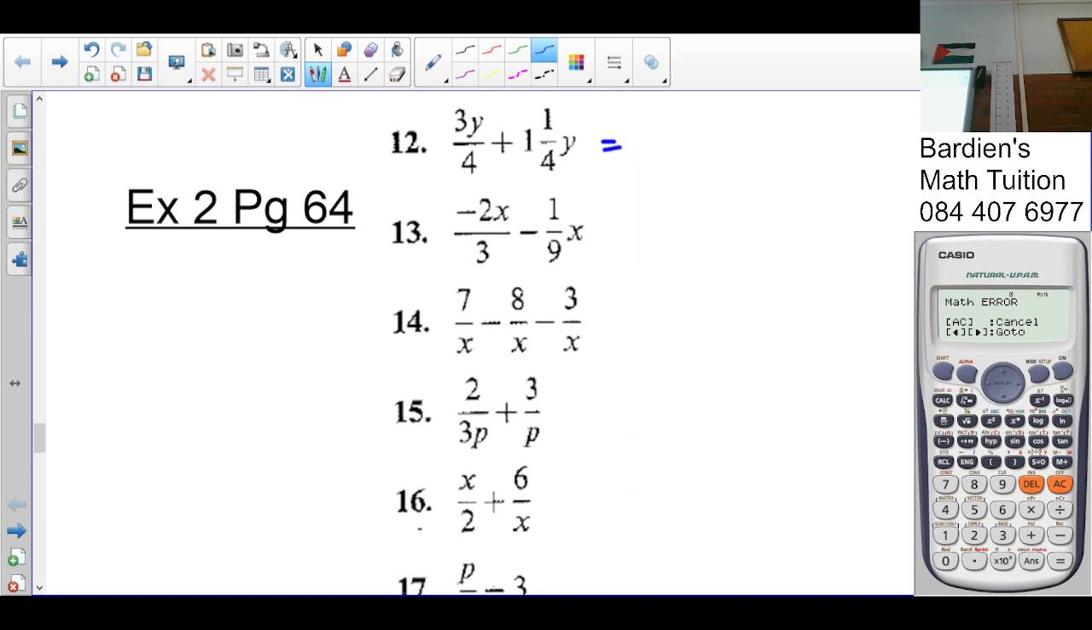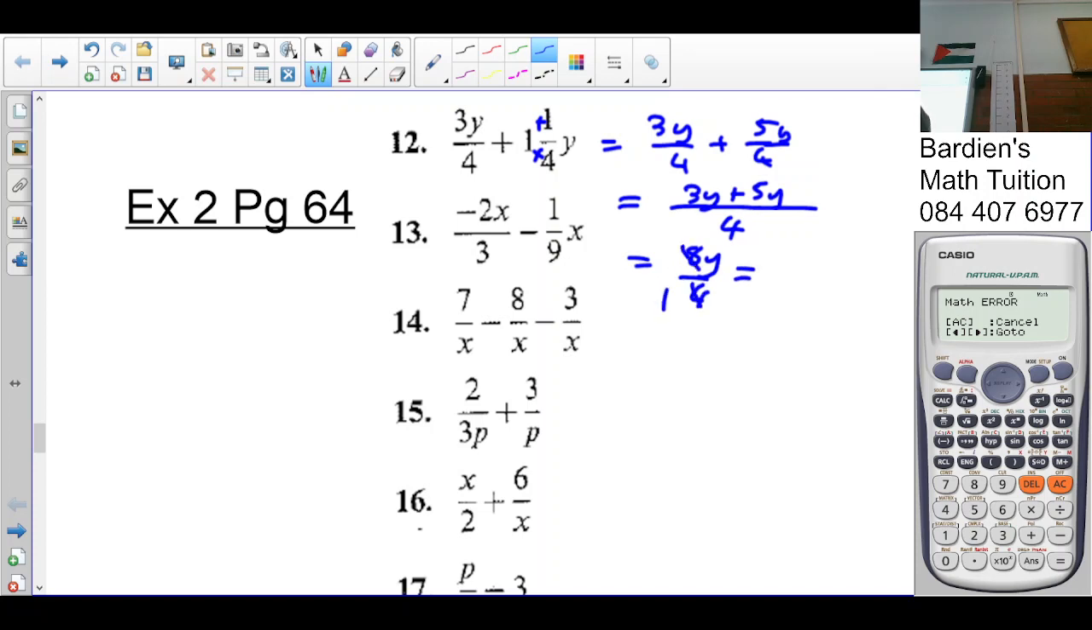So let's look at this one quickly. Multiply and we add. So it's going to give you 3 over 4y plus 5 over 4y. That's all. The LCM is 4. Your denominator is 4. So it's going to be 3y plus 5y. What's 3y plus 5y? 8y over 4. 4 going to 4 once. 4 going to 8 twice. So it's going to be 2y over 1, which is 2y.